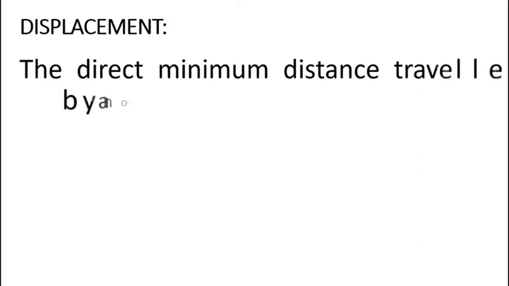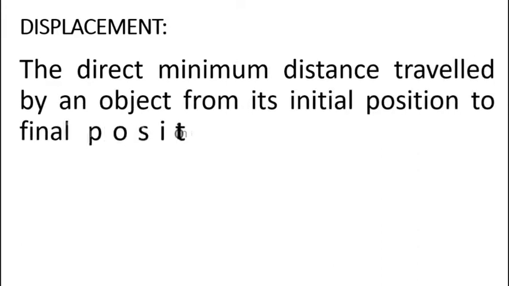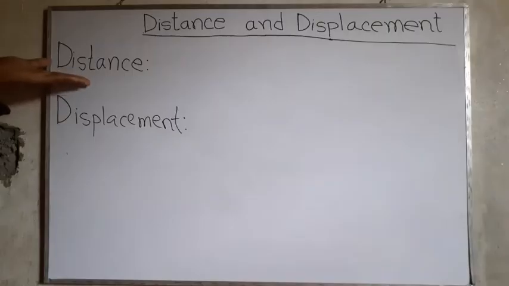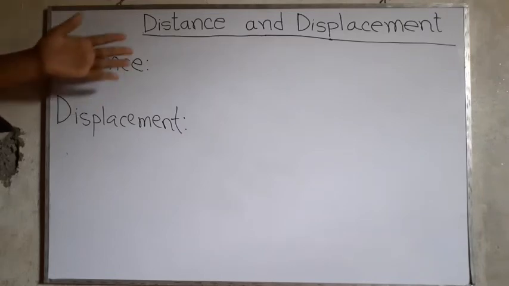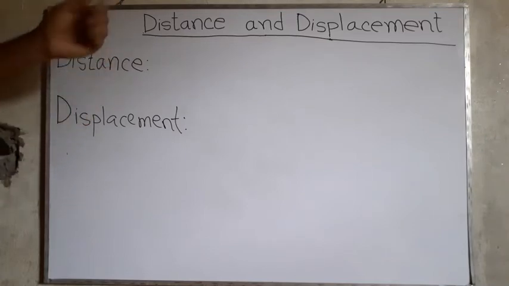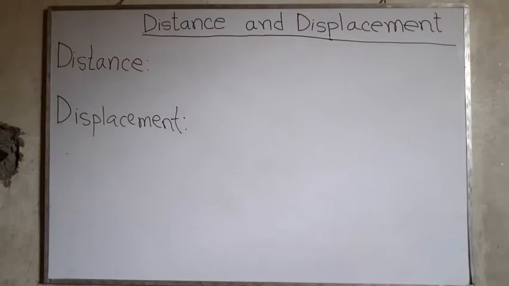Displacement, the direct minimum distance traveled by an object from its initial position to final position in a fixed direction is called displacement. Distance is a length of path traveled by the body in any direction, but displacement is the distance in a particular direction or fixed direction.